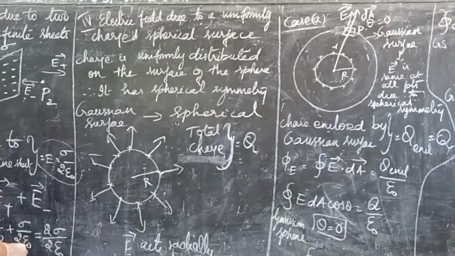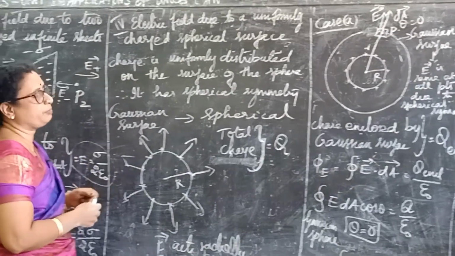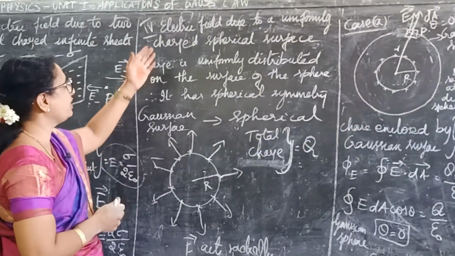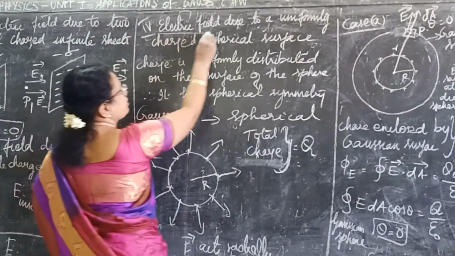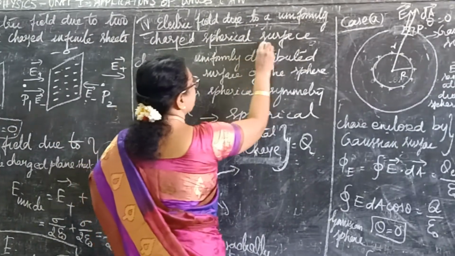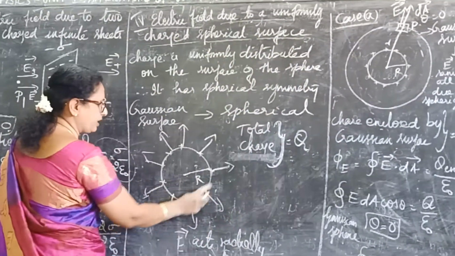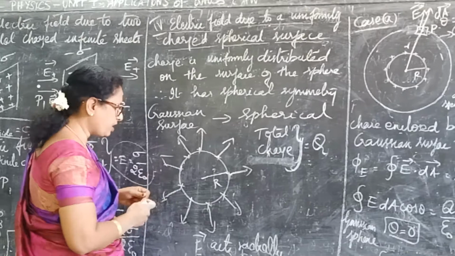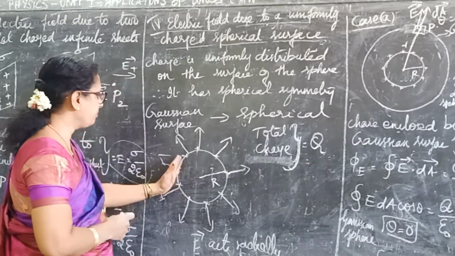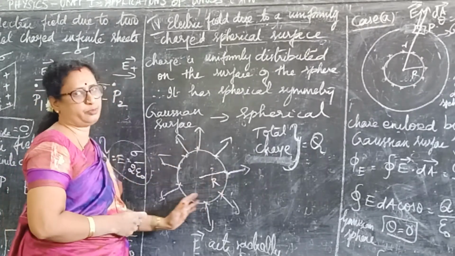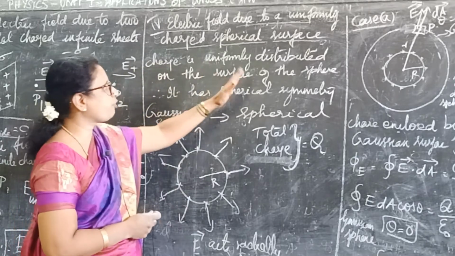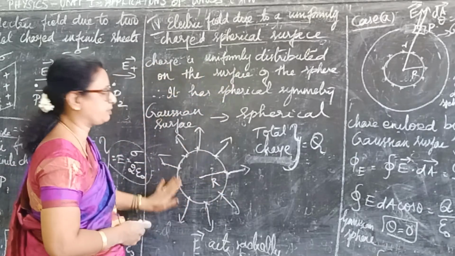Now we will come to the fourth application of Gauss law, which is the electric field due to a uniformly charged spherical shell. This is a spherical shell. Whatever charge we store in a spherical shell, it will distribute itself uniformly on the surface. Charge is uniformly distributed on the surface of the sphere.